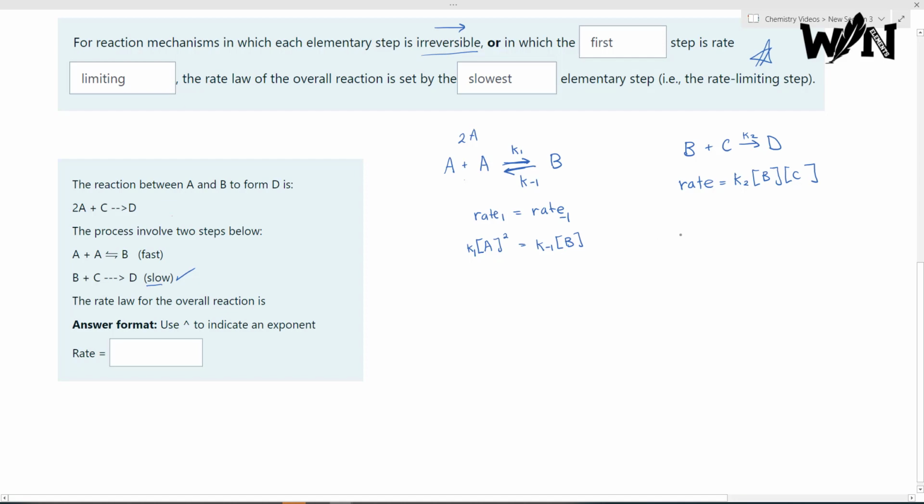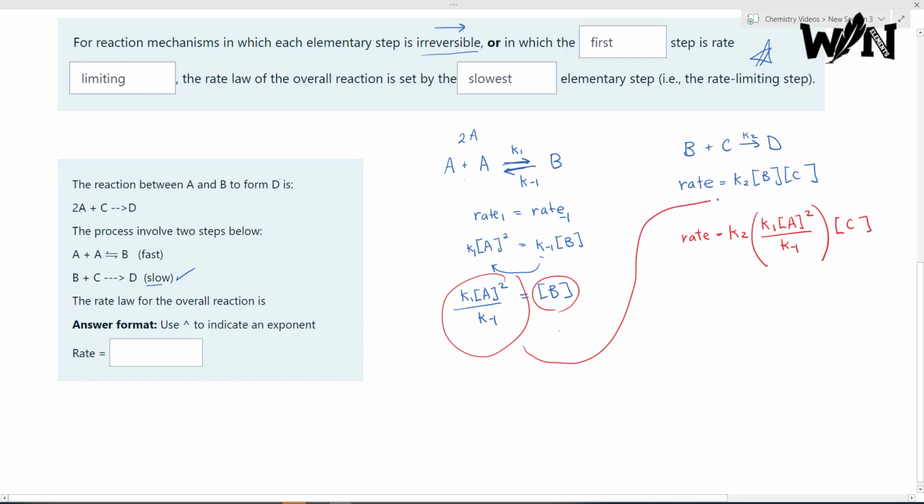So what we can do is substitute B over. But before I do that, let me isolate B over here. So if I do this, B is equal to, see how I just bring it over? So what we have here is rate equals K2 times K1 A squared over K negative 1. There you go. And that times C. See how I just substitute this in here for B like that? I just copy and paste to some extent.